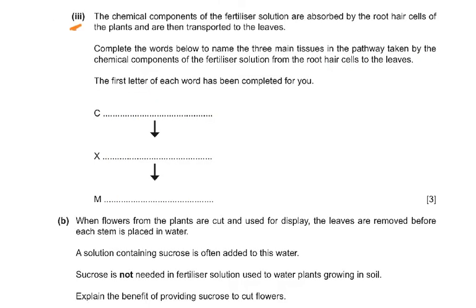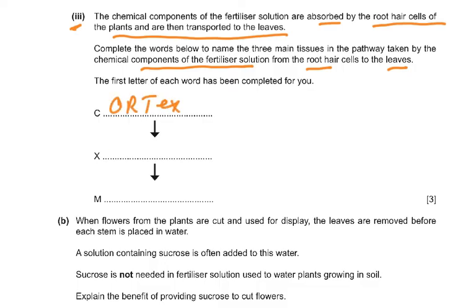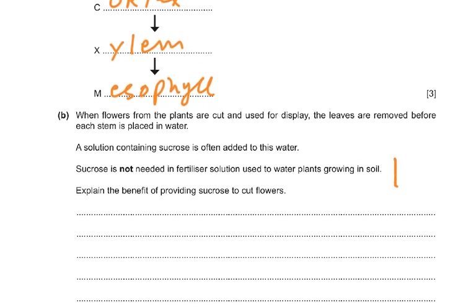Part 3, the chemical components of the fertilizer solution are absorbed by the root hair cells of the plants and are then transported to the leaves. Complete the words to name the 3 main tissues in the pathway taken by the chemical components of the fertilizer solution from the root hair cells to the leaves. The first letter of each word has been done for you. So C, cortex, X, xylem, and M, mesophyll. So this would get you your 3 marks.